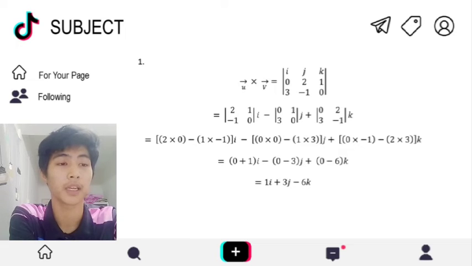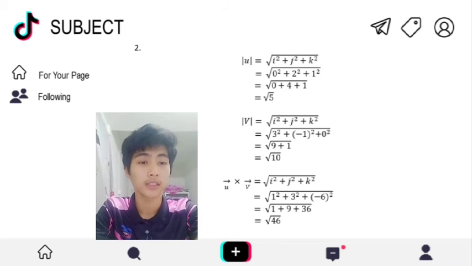minus open bracket 2 times 3 close bracket times K, equals open bracket 0 plus 1 close bracket times I, minus open bracket 0 minus 3 close bracket times J, plus open bracket 0 minus 6 close bracket times K, equal to I plus 3J minus 6K. So next, the second step, we need to find the magnitude of vector u.